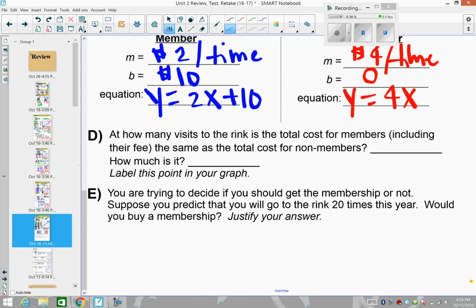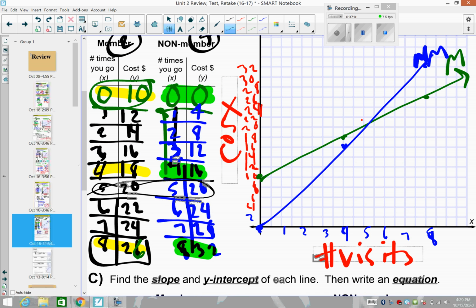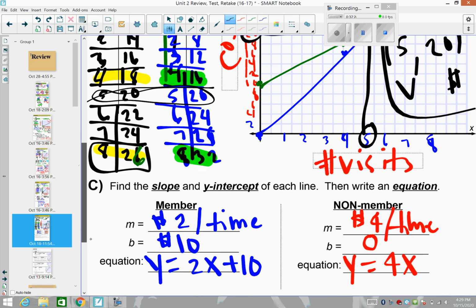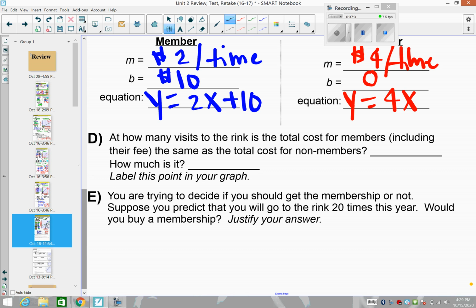At how many visits to the rink is the total cost for members the same as the total cost for non-members? So we see it in the table. We're supposed to see it in the graph, but as we've talked about, the pen I'm using is really tricky. At 5 visits, we have a point of intersection. At 5 visits, it's going to cost $20 either way. So at 5 visits, it really doesn't matter, membership or not. Okay, so I marked it in the table: 5 visits, $20. It says label the point in the graph.